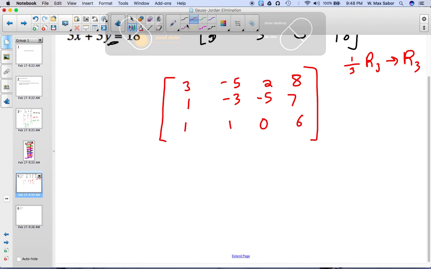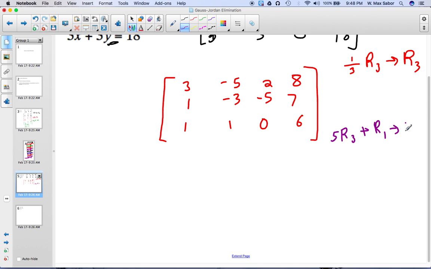So if I add, let's see, what variable do I want to eliminate? We can add some positives if we do that to this column, which is the y column. So I'm going to add 5 times row 3 to row 1. And that will look like 8, 0, 2, and 38. Add 5, the rest is going to stay the same.